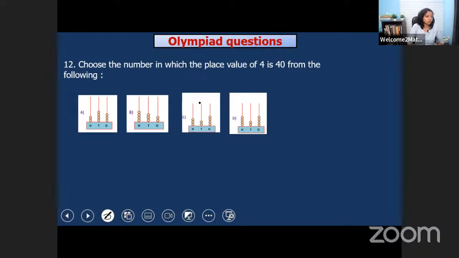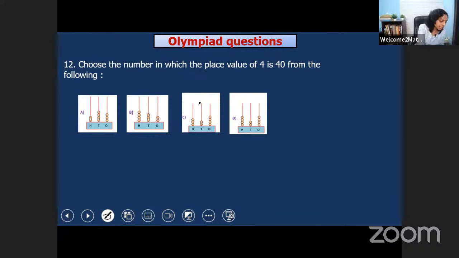A, B, C, D. Which would be the right one? Choose the number in which the place value of 4 is 40. We have 4 options. Which would be the right one? You see, we have to see only the tens place, and we have to find our answer.